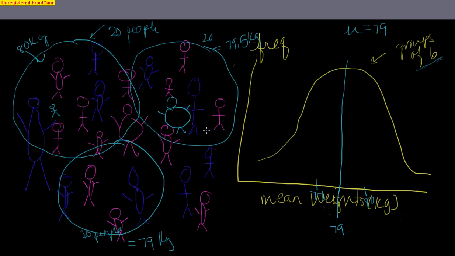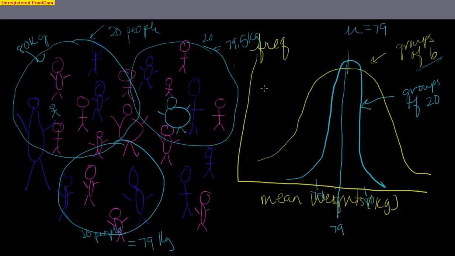Okay, so you're actually going to have very few people out here, and what's happening now is your normal distribution curve is getting even more normal, getting closer and closer to that mean value. This blue normal distribution is groups of 20. So the bigger your groups, the more normal the curve becomes and the closer to the actual mean of the population you get. All right?